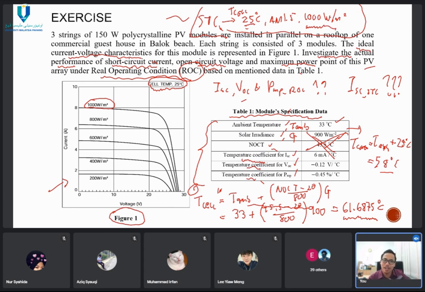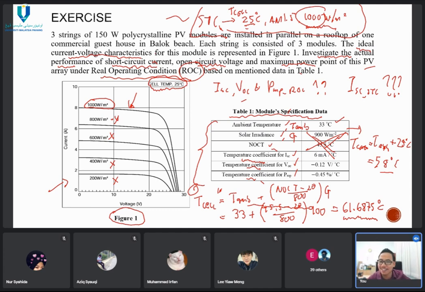So we assume that the ideal IV characteristic for this module is represented in figure 1, which means we only focus on 1000 watt per square meter, only this curve. This one is the NOCT condition, not related. 600 watt per square meter, not related. 400, not related. 200 is not related, because we are focusing only on 1000 watt per square meter.